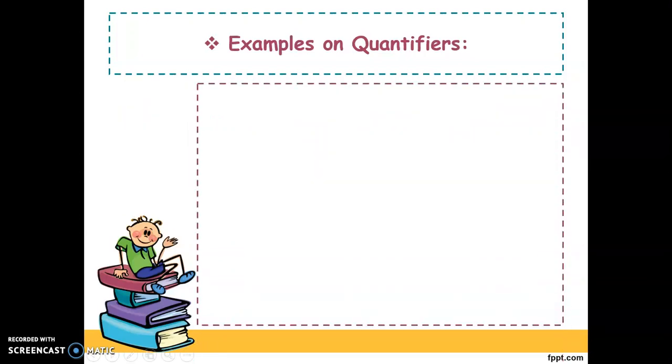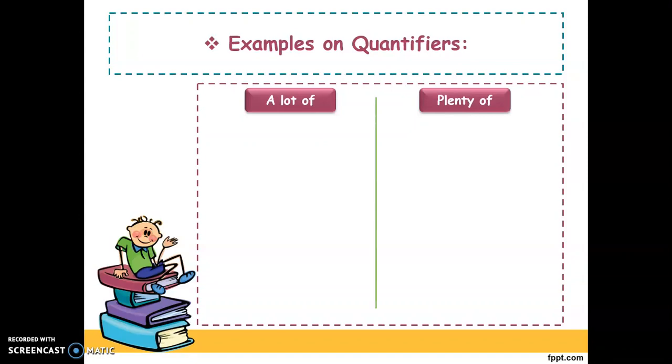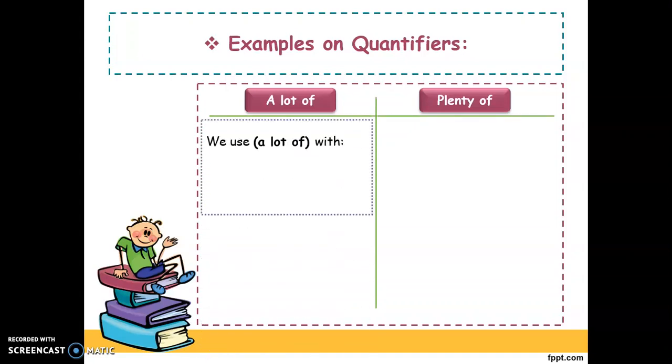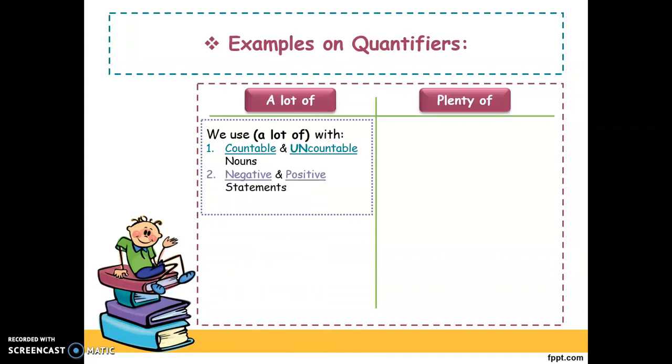What about the second set of quantifiers? We got a lot of and plenty of. Now, once you think about it, they sort of sound the same, don't they? So let's see if there are differences between them. Now, let's start with a lot of. We use a lot of with, number 1, countable and uncountable nouns. So both countable and uncountable nouns take a lot of. And number 2, negative and positive statements.